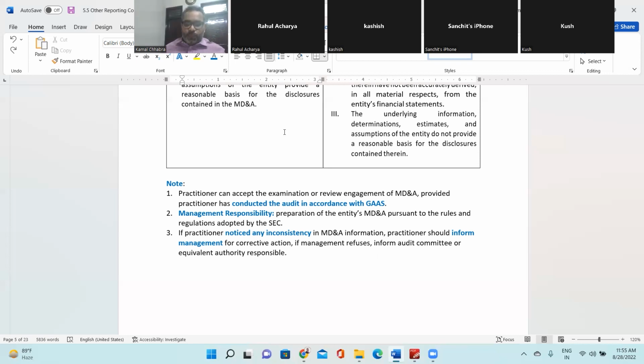Sir, the audit committee will be informed only when management refuses to make the corrections. Yes, but if it is a public entity, then the audit committee. If it is not public, then those charged with governance. And also shareholders as well. Right?